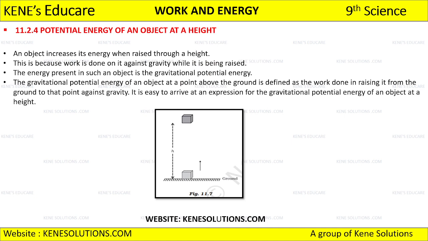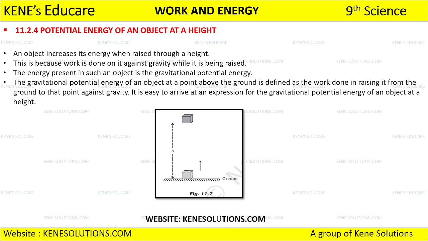So now we need to discuss the potential energy of an object at a height. For that, see, an object increases its energy when raised through a height. When will it increase its energy? When we raise it through a height. And why is it so? Because work is done on it against gravity while we raise it high up in the sky. So when we are raising it, what is happening? Work has been done on it. And why has the work been done? Because the work is done against gravity, right?